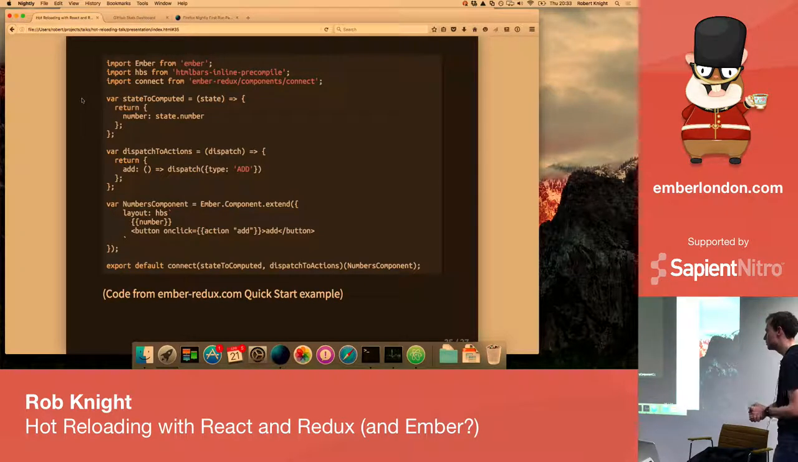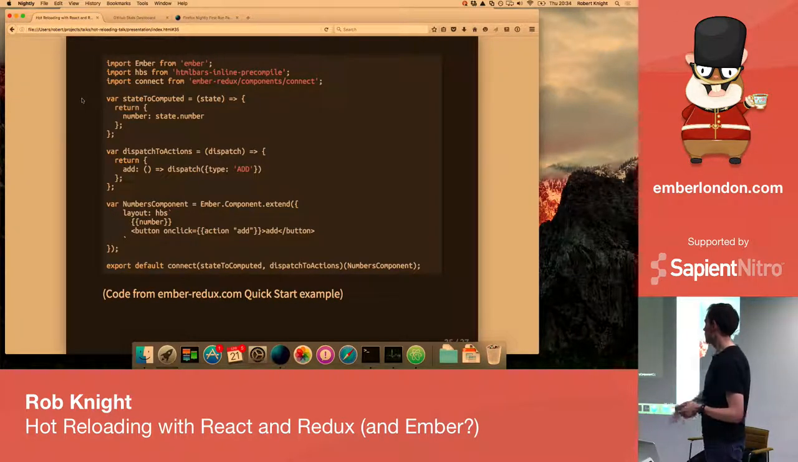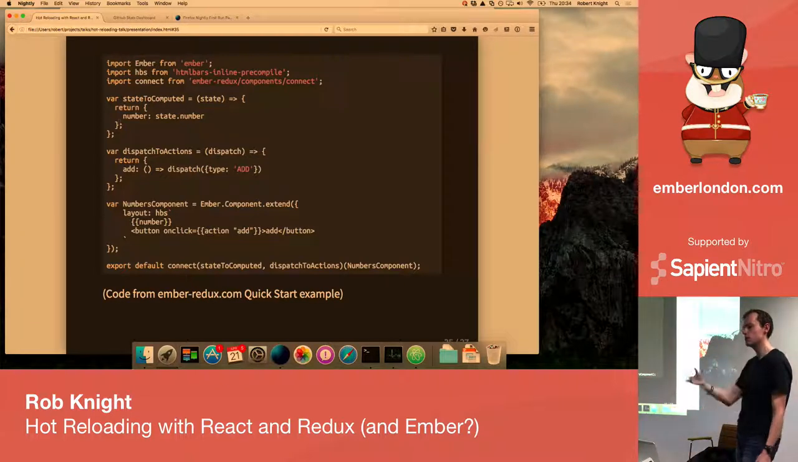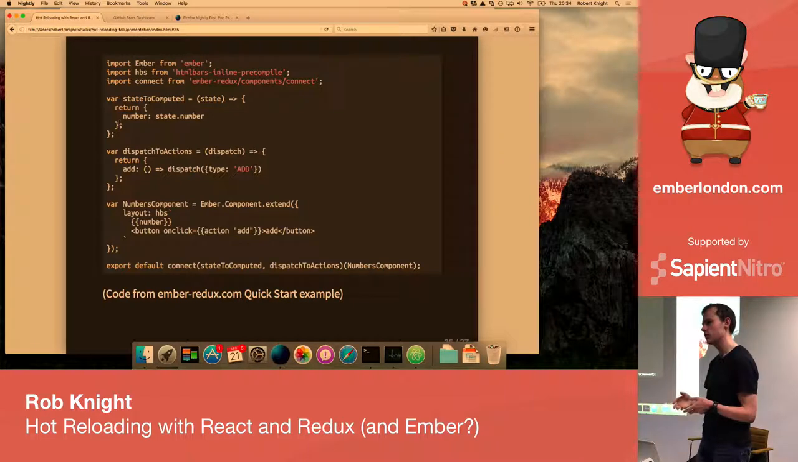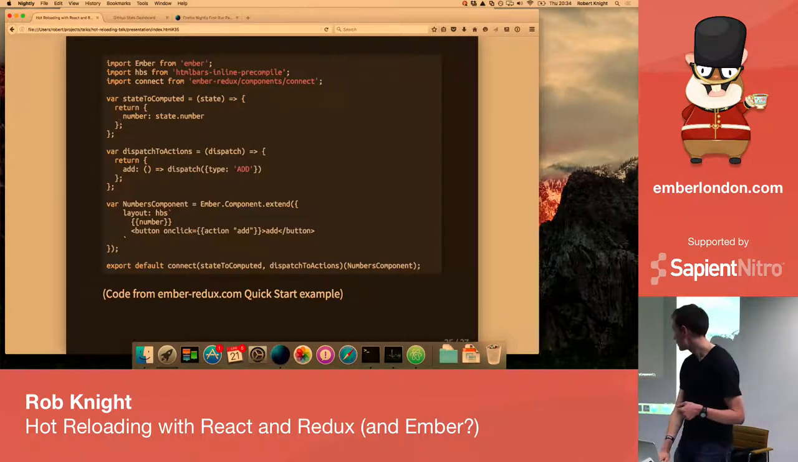So this is what a very simple Ember Redux component might look like. This is taken straight from the quick start example on that page. What we do is create a simple component which doesn't know anything about Redux at all. That is a normal Ember component which has a number property and a button below it. And what we do instead is Ember Redux provides a function called connect, which wraps that component. And the wrapper then takes a couple of functions as input, and what those functions do is extract the relevant state from the store and feed it into the component. And when you perform some action on the component, it then routes that back through to the Redux store.